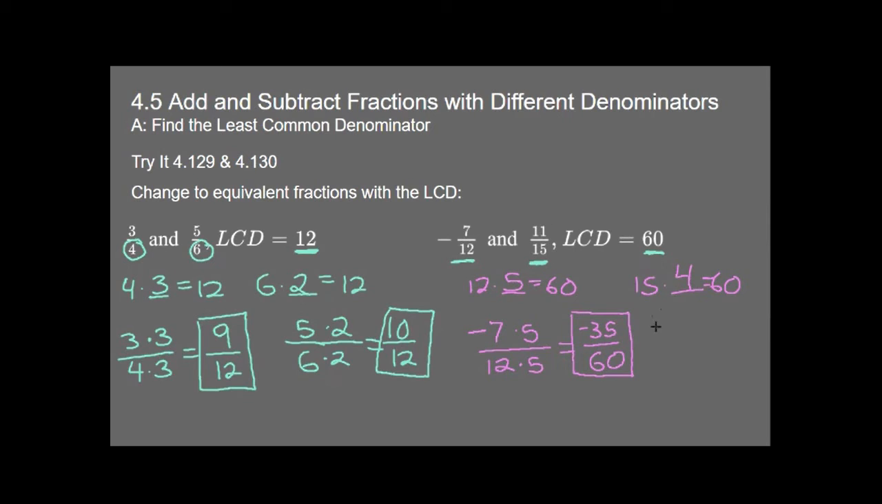Okay, now I'm going to multiply 11 over 15 by 4 on the bottom and 4 on the top, so that the bottom becomes 60. 15 times 4 is 60, and then 11 times 4 is 44. So 44/60ths is the equivalent fraction to 11/15 with a denominator of 60. So check your answers, make sure you got it correct. If not, go back step by step and see where you went wrong.